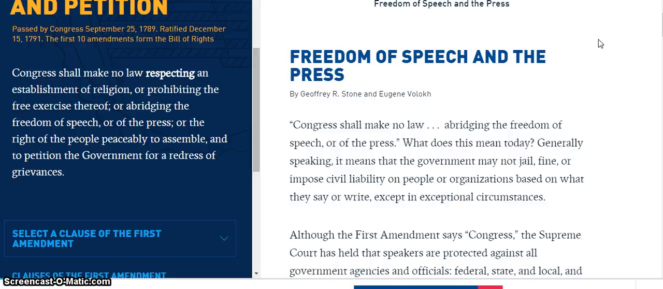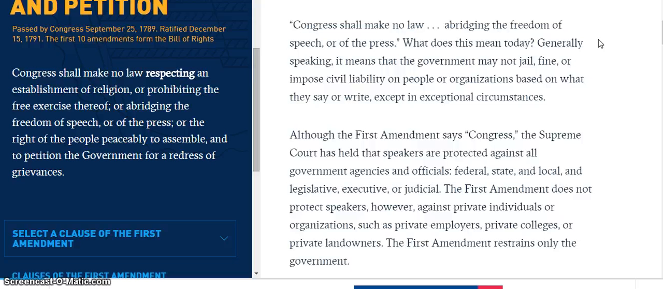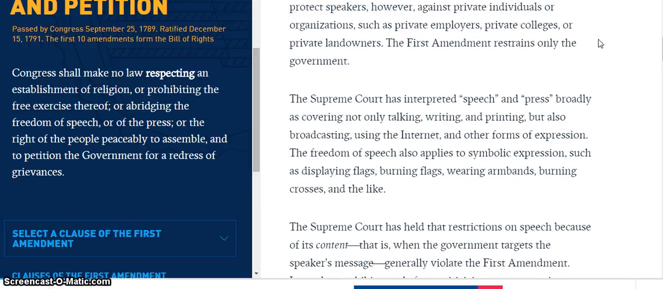Although the First Amendment says Congress, the Supreme Court has held that speakers are protected against all government agencies and officials, federal, state, and local, and legislative, executive, or judicial. The First Amendment does not protect speakers, however, against private individuals or organizations, like private employers, colleges, or private landowners. The First Amendment restrains only the government. The Supreme Court has interpreted speech and press broadly as covering not only talking, writing, and printing, but also broadcasting using the internet and other forms of expression.